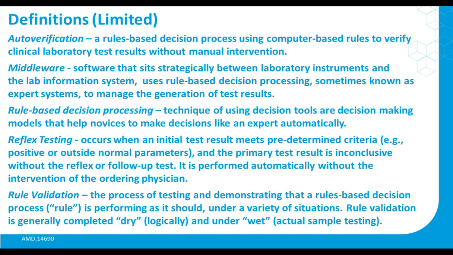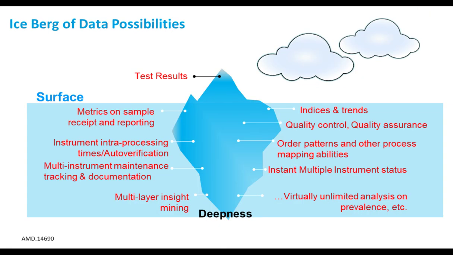Auto verification, I'll read this rule, is a rules-based decision process using computer rules to verify the lab results. It's going to look at all the indicators as far as quality control to make sure the result is valid. Now, a lot of this is set up by the user in conjunction with help from one or more of the commercial vendors, but it's probably the most powerful tool you have to release results more early and to free up those resources that might otherwise be doing 100% inspection. The rest of the definitions are self-standing. I won't bother to read them, but I wanted to make sure that you had a limited set, at least to refer to as we go forward.